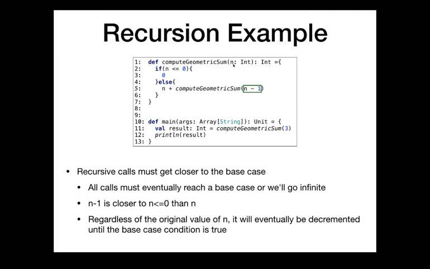So here, I'm getting an input of n. I'm only making recursive calls of n minus 1. And my base case is n less than or equal to 0. So if I'm always decrementing n, I'm always getting closer to that base case condition being true.